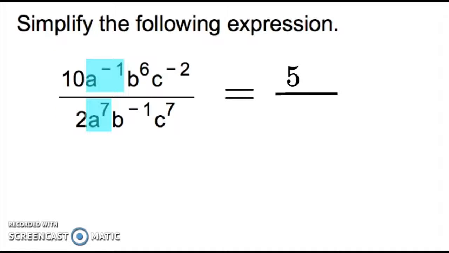Now, let's go ahead and look at the A's. A to the negative 1 over A to the 7. Subtract the smaller exponent from the larger, so 7 minus a negative 1. That'll be 7 plus 1, which is 8. Larger exponent is at the bottom, so we have A to the 8 at the bottom.